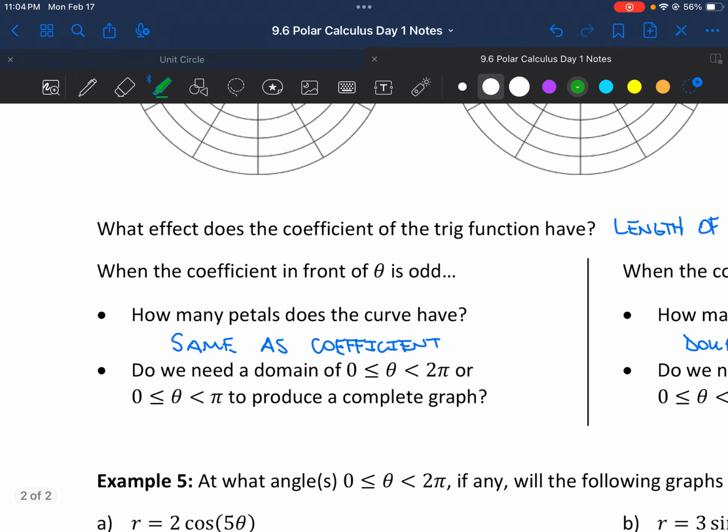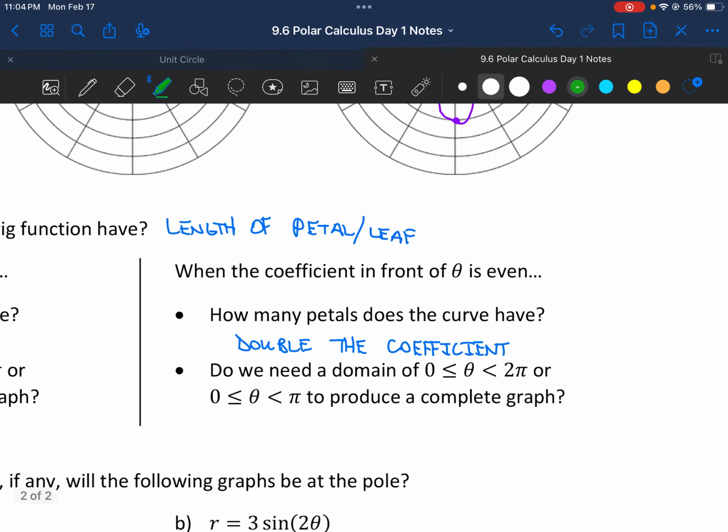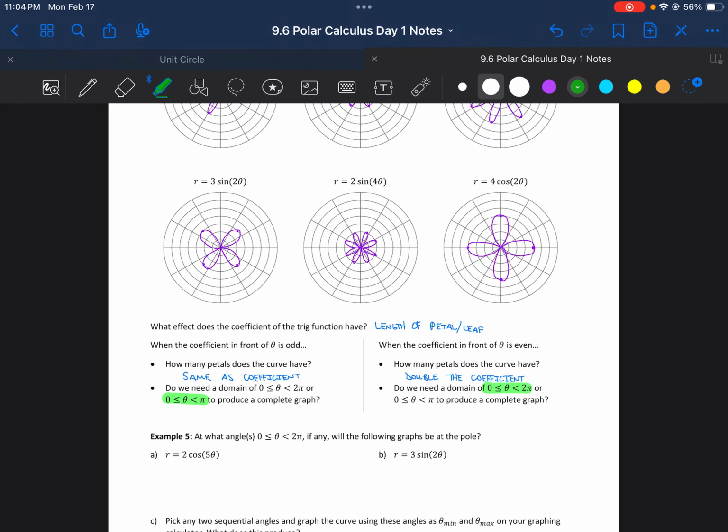Also notice, and you might need to go back and pay attention to the tracing, if the number in front of theta is odd, okay, if the number inside the parentheses in front of theta is odd, you only need a domain of 0 to pi to produce a full graph. However, when the number in front of theta was even, you need a domain of 0 to 2 pi to produce a complete graph.